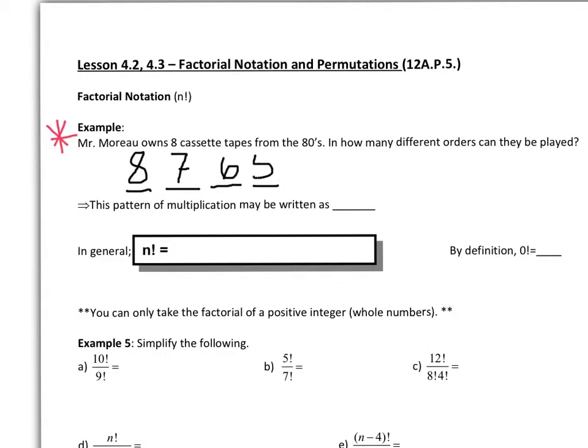For the next cassette, I have 5 choices. In the next cassette, I have 4 choices. In the next cassette, I have 3 choices. And the next cassette, I have 2 choices. And the last one, well, I just have to play the last one. That's Thriller by Michael Jackson.